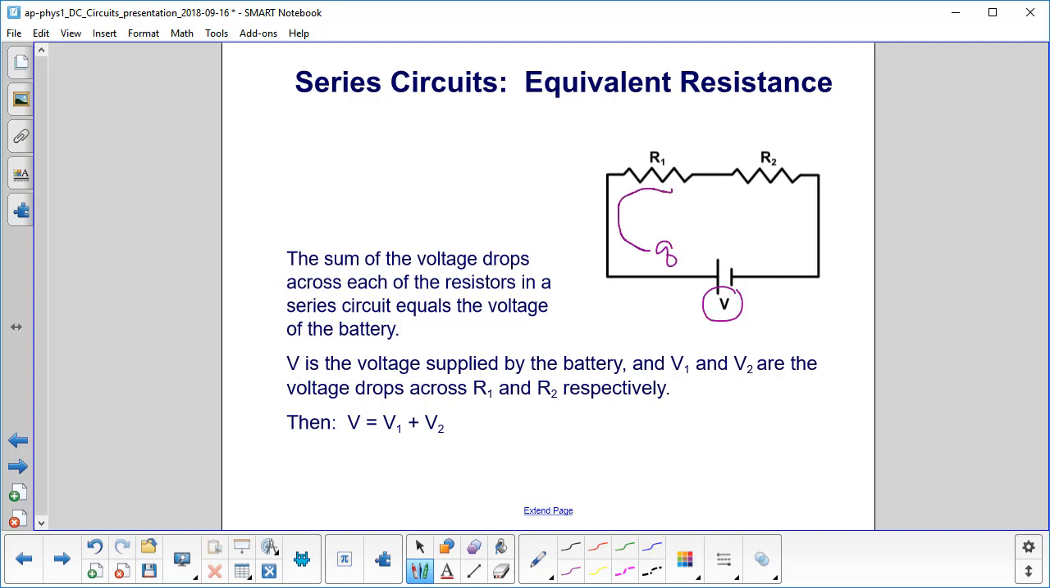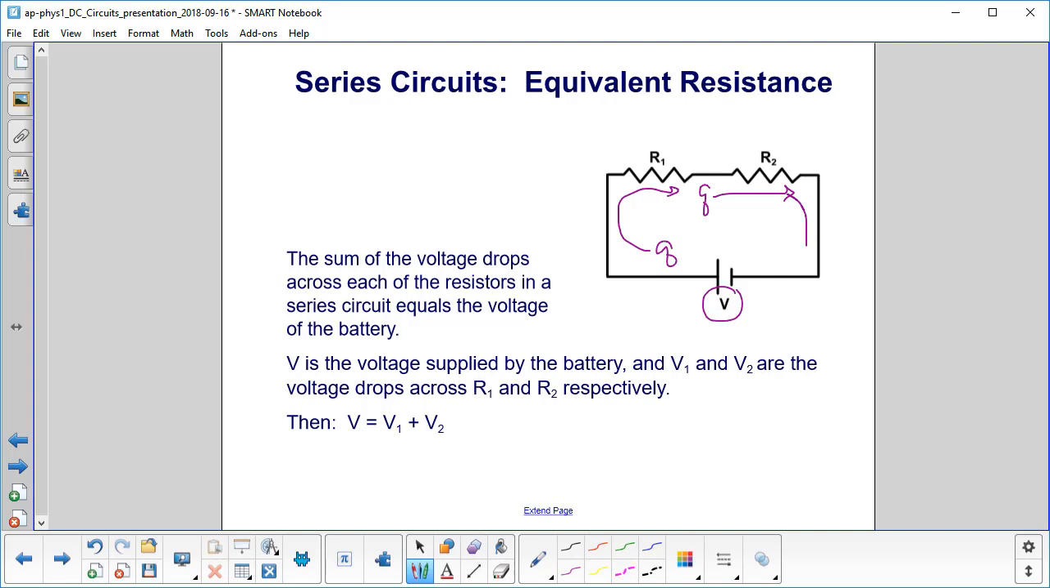It goes through the first resistor. Some of that energy is transferred into heat and maybe light and other sorts of energies. So the charge now has less energy. You can consider it to be at a lower voltage level. It goes to the next resistor and loses some more energy. Again, loss is a bad word. It transfers the energy to the resistor.